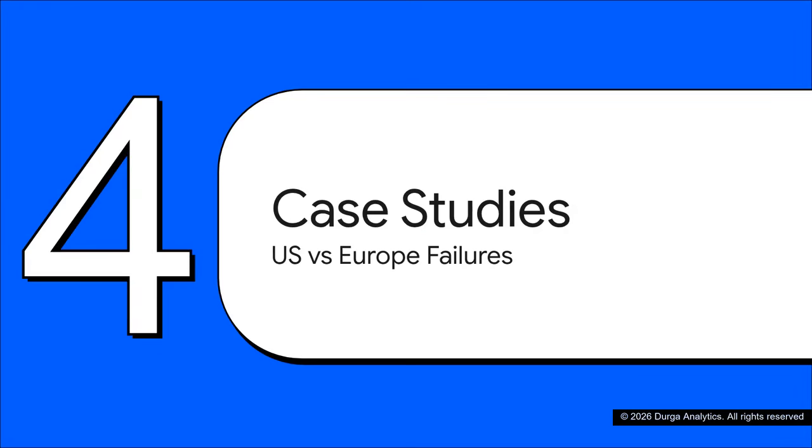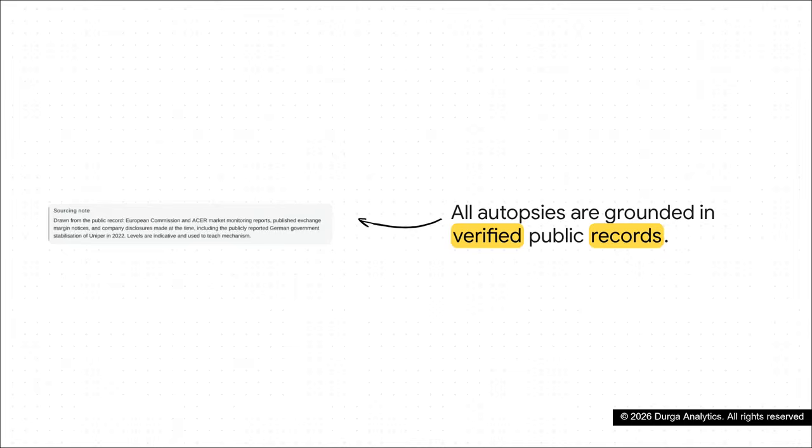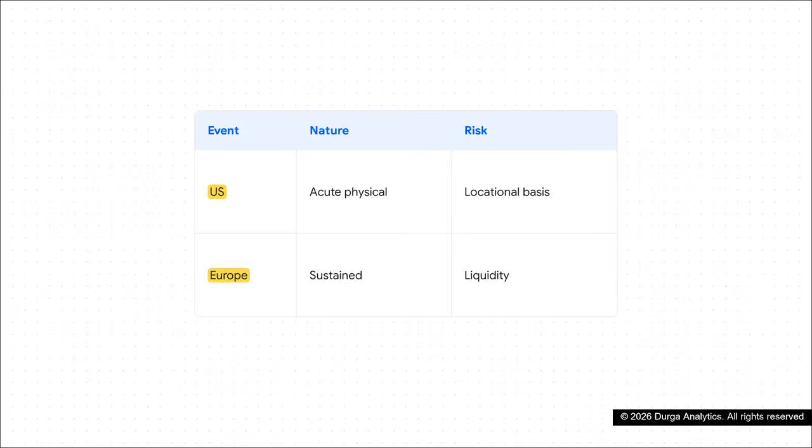Section 4. Case Studies. U.S. versus Europe. Now let's step off the whiteboard for a minute and look at how ignoring these fundamental principles actually destroys real-world desks. We always teach both the North American and European examples because these two markets fail in entirely different ways. And as professionals, we ground our autopsies in verified reality. Everything we're about to discuss is drawn strictly from public regulatory records, reports from FERC and NERC in the US, and ACER in Europe. This matrix compares two massive historical catastrophes.